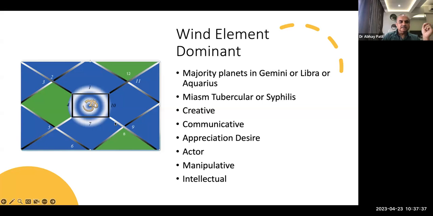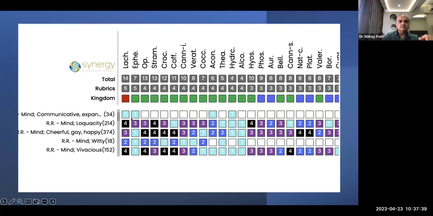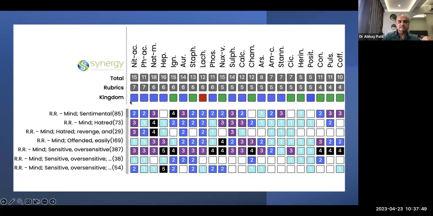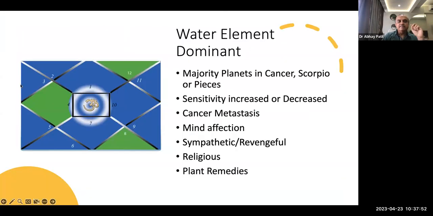So wind element, majority planets are in Gemini. One second. Oh, this is wrong. This chart is wrong. One moment. This is water element by mistake. See, wind element means you have got majority planets in 3. That is Gemini. 7. That is Libra. See my mouse pointer. 3 is Gemini. 7 is Libra. And 11 number, that is Aquarius.